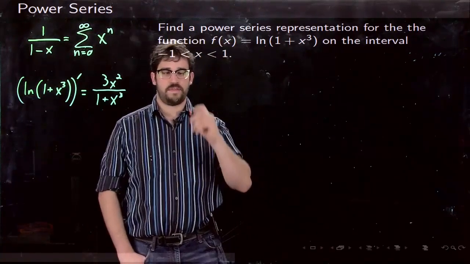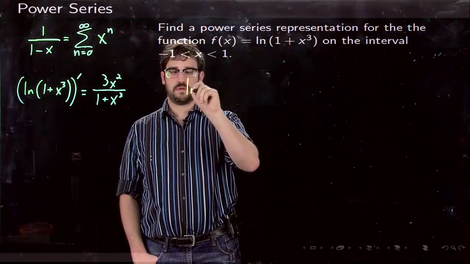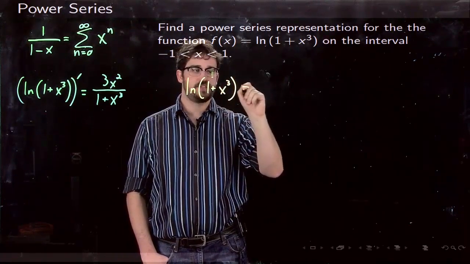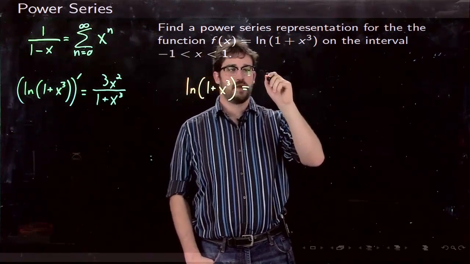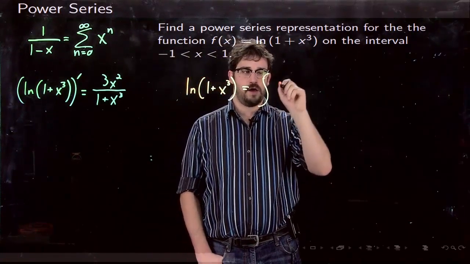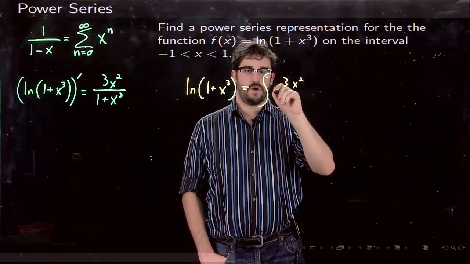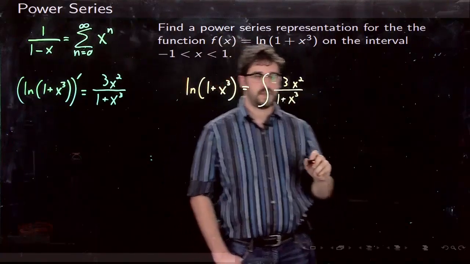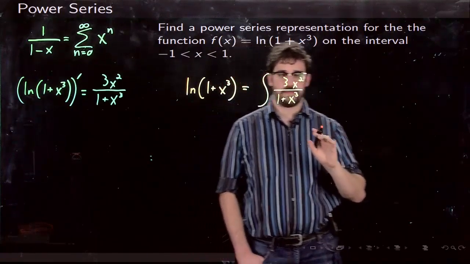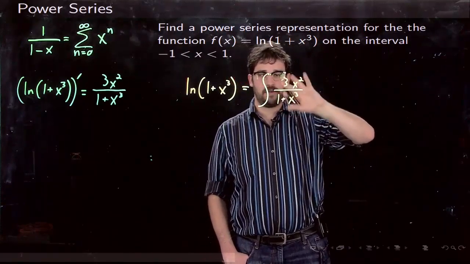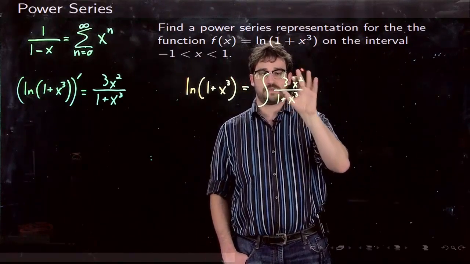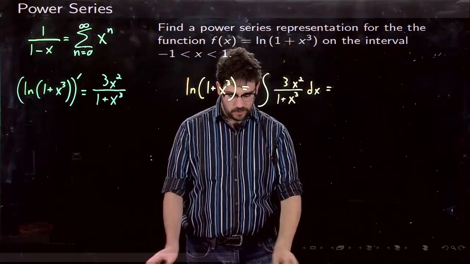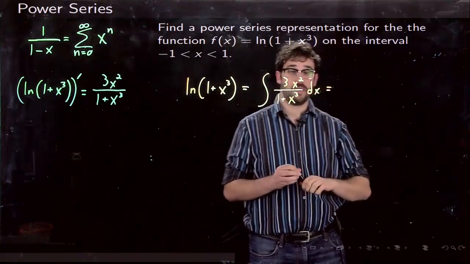So I start off with my natural log of 1 plus x cubed, which is equal to the antiderivative, or the integral, of 3x squared over 1 plus x cubed. All right? So this is something that's much easier to work with. Now we want to be able to deal with this integral, this function right here. This is, of course, dx. So how do we get this into a form that we can deal with?